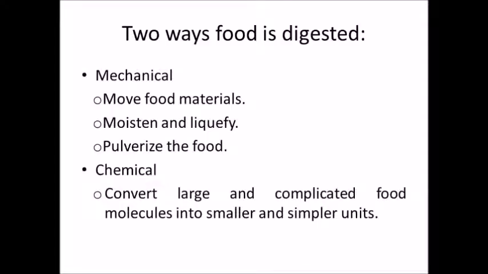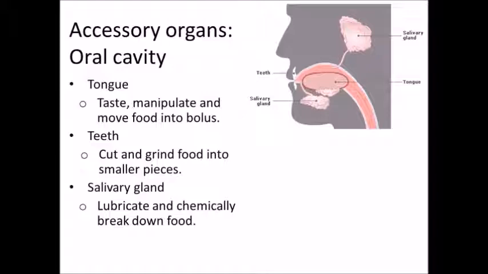As we know, we have two ways in which food is digested in our body. The first one is mechanical and the second one is chemical. Mechanical involves the action of digestive organs that serve to move food materials along, moisten and liquefy, and pulverize them to increase the surface area of the food. This makes things more susceptible to the action of chemicals. The second one is chemical, which involves converting large, complicated food molecules into smaller, simpler units like glucose, amino acids, and lipids so that they can pass through the cell membrane and be used by the cell.